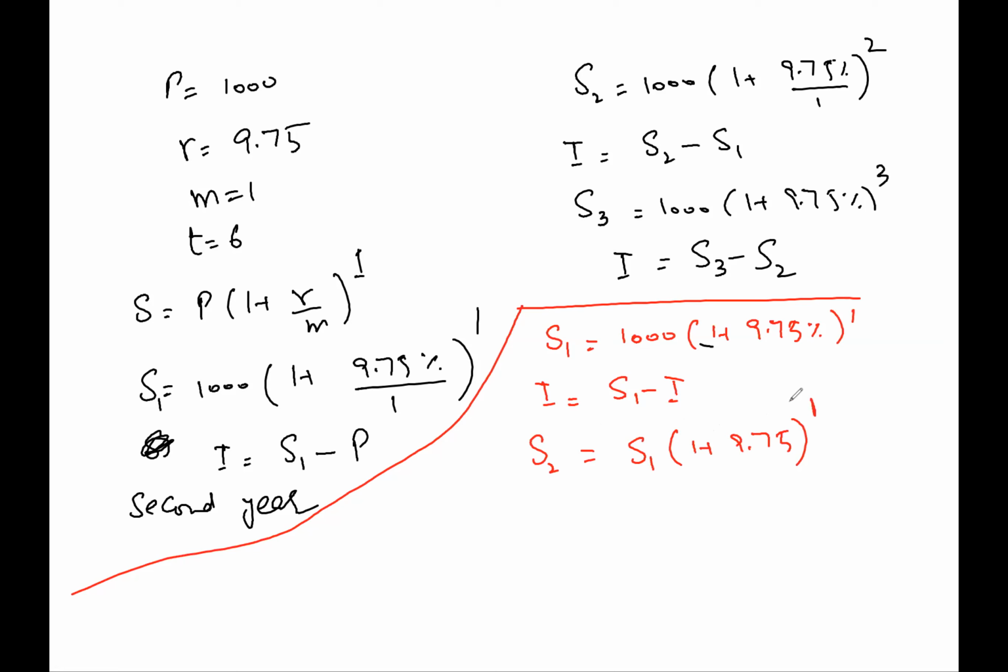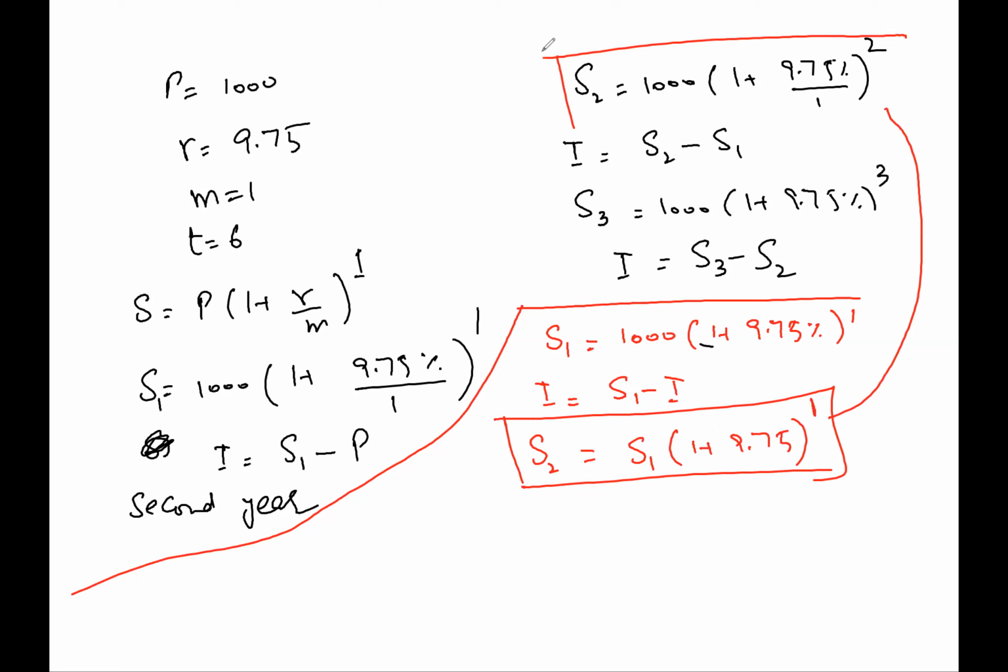Is that clear? Yeah. The difference between this and this: this is S2, this is also S2, but here we are writing original principal amount, so we are writing here 2. Here we are writing the last S1, so here again it is 1. Is that clear? Yeah.